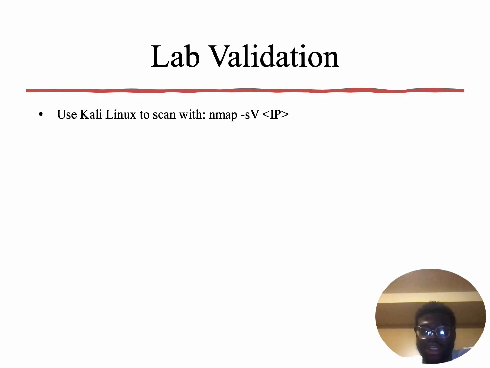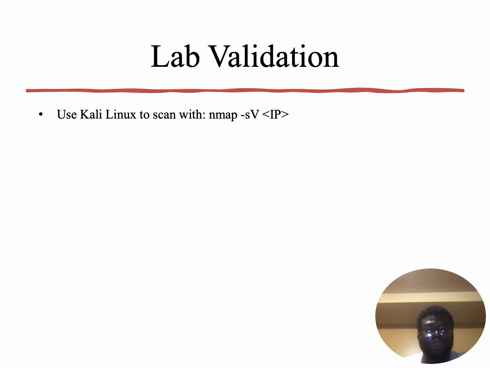So lab validation. With all this, you have to use Kali Linux to scan. You have to check all of this. Once you're done with the Ubuntu, you have to check it on Kali to make sure it aligns. So you use the nmap command. Once you use the nmap command, you put the IP address of the Ubuntu. So once the IP address is put into Kali, it will show us all the open ports.